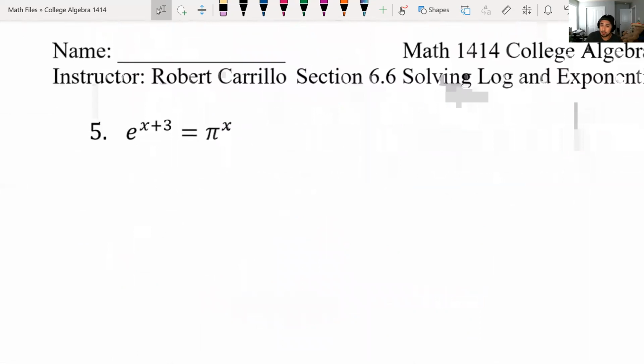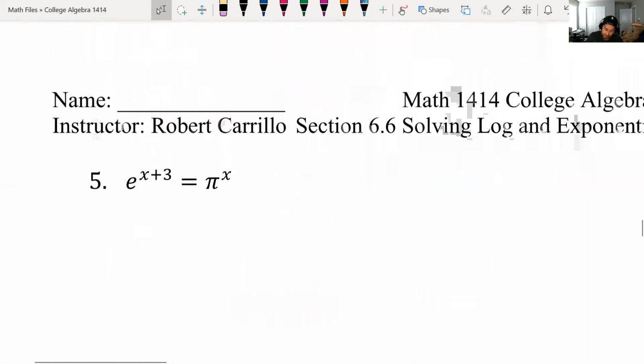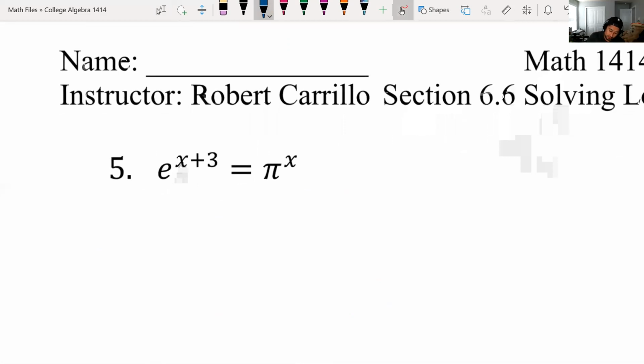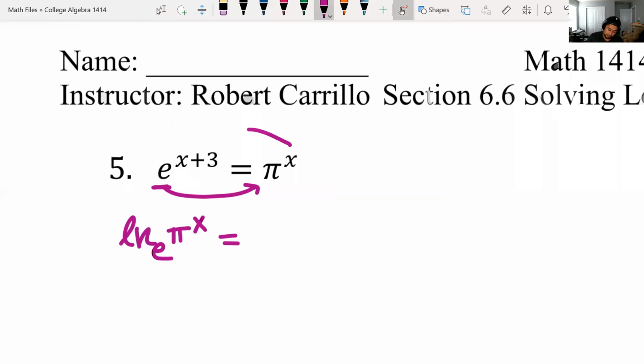Okay. So, number 5, e to the x plus 3 equals pi to the x. So now this one will again change from exponential into logarithm. But since this has a base of e, we're going to convert it into the natural log. So when we convert, here's our base we're going to use. So you'll get natural log base e of the outside number pi to the x equal to the exponent, x plus 3. See, I'm going crazy. Logs are making me crazy.